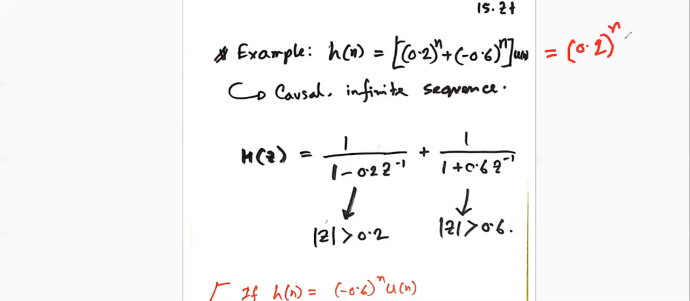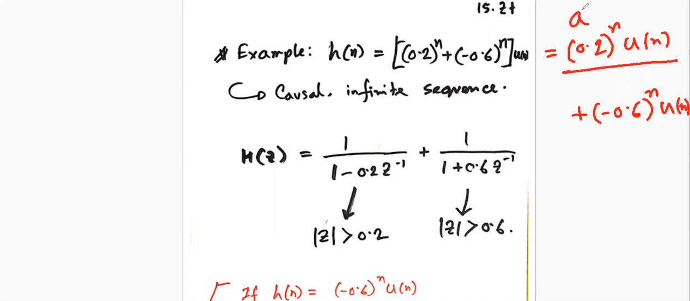0.2 to the power n u[n] plus minus 0.6 whole to the power n u[n]. So you have two signals, and you are actually joining those two signals together. So if we want to do the Fourier transform, definitely this is the expression where it is under this format, a to the power n u[n]. So you have done this before.